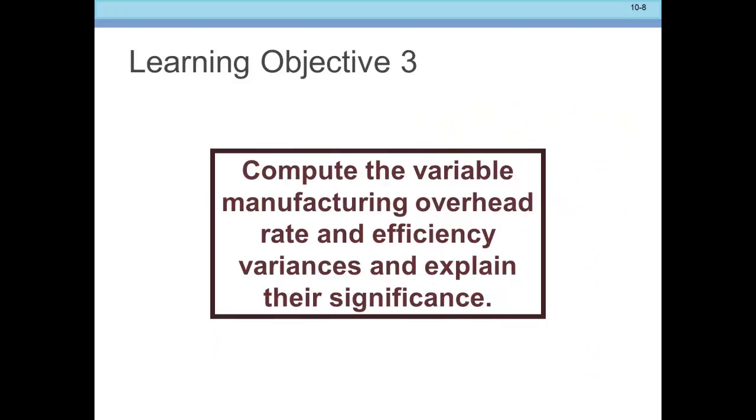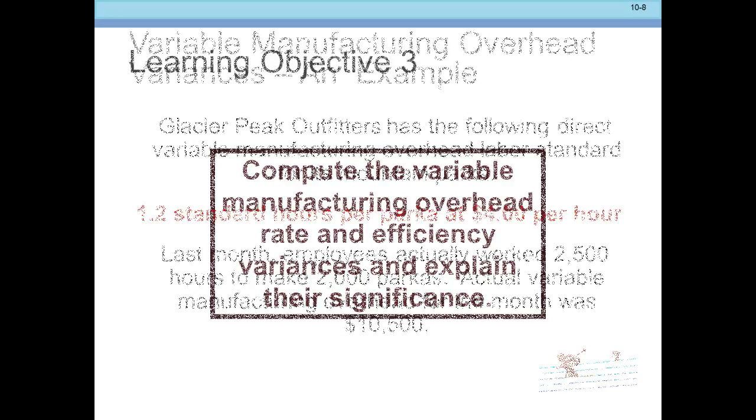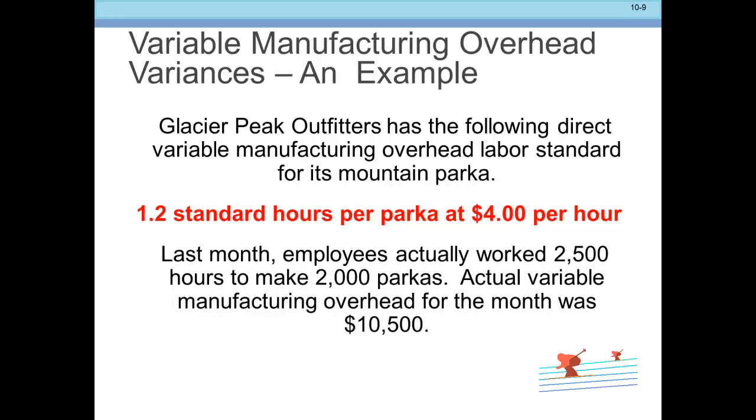Next up, let's look at how to compute the variable manufacturing overhead rate and efficiency variances and explain their significance. Let's go back to our Glacier Peak Outfitters Company and calculate our overhead variance. Glacier Peak Outfitters has the following direct variable manufacturing overhead labor standard, 1.2 standard hours per parka at $4 per hour, and we have the following facts: employees actually worked 2,500 hours to make 2,000 parkas, and our actual variable manufacturing overhead for the month was $10,500.